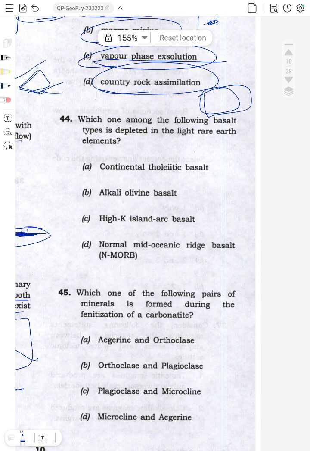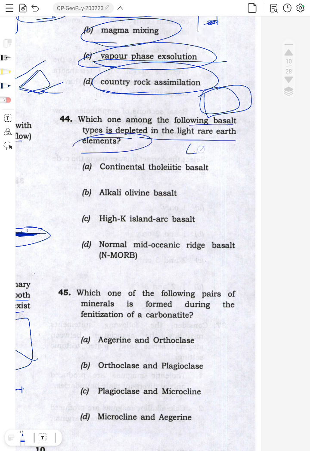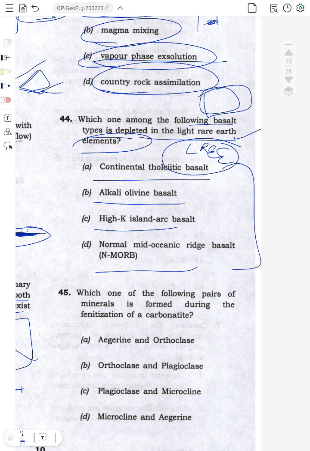Now coming to the 44th question, which one of the following basalt types is depleted in the light rare earth elements, LREE? ये basalt जो है depleted है. Continental tholeiitic basalt, alkali olivine basalt, high-potassic island arc basalt, these all are types of basalt. So LREE includes elements of lower atomic weight than HREE, and they are incompatible. They are preferentially partitioned into magma during melting. N-MORB is something that is depleted in LREE.